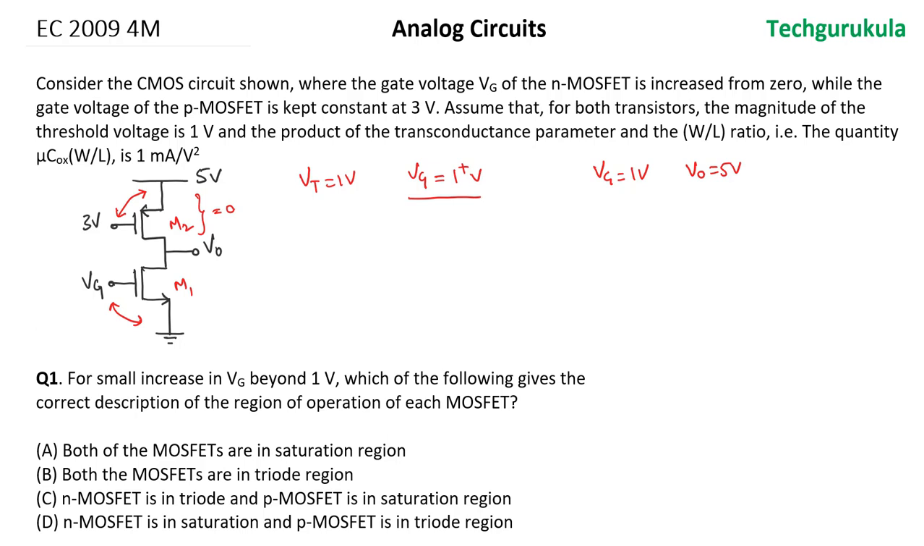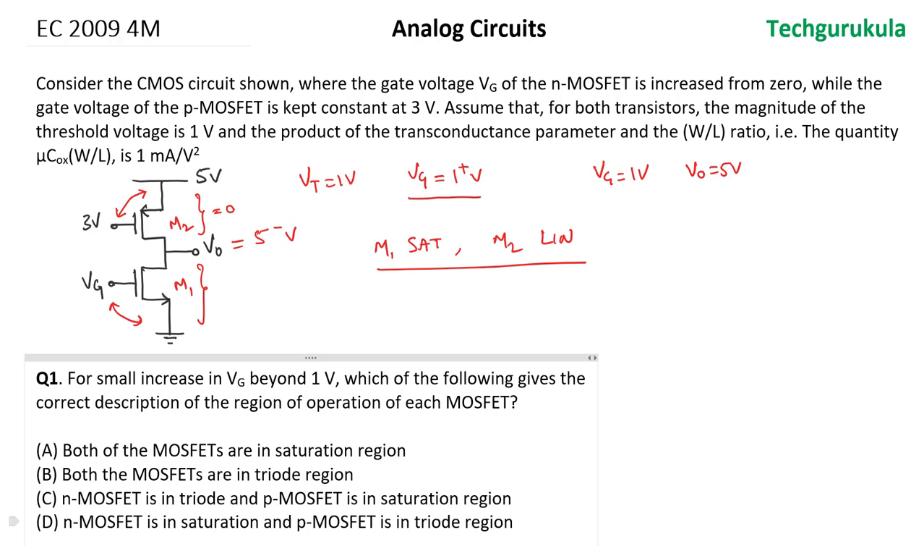So hence V0 will be slightly less compared to 5 volts, slightly 5 minus epsilon volt, which means M1 across VDS is going to have very high voltage and VGS value is slightly greater than 1 volt, which means M1 will be in saturation region. Obviously M2 VDS is very small, hence M2 will be in linear region. Hence we can say the correct option is NMOS transistor in saturation and PMOS transistor in triode region, which is linear region. Option D is the correct answer for question 1.